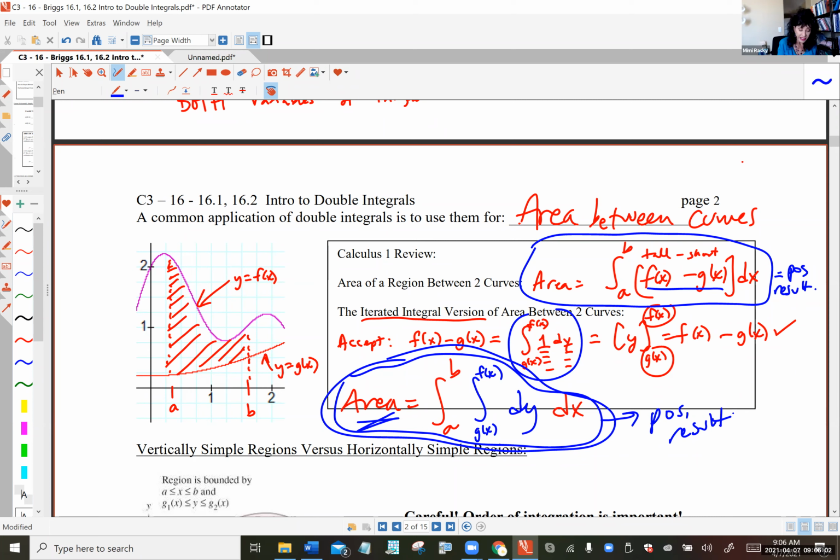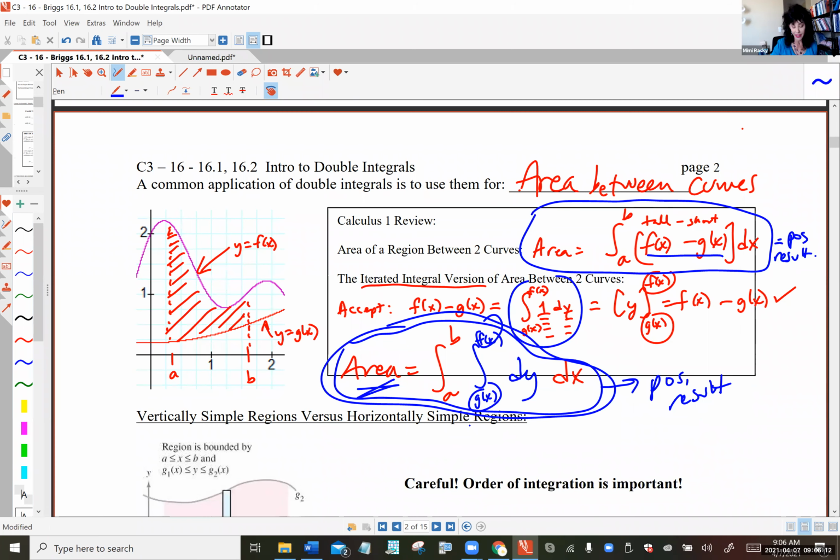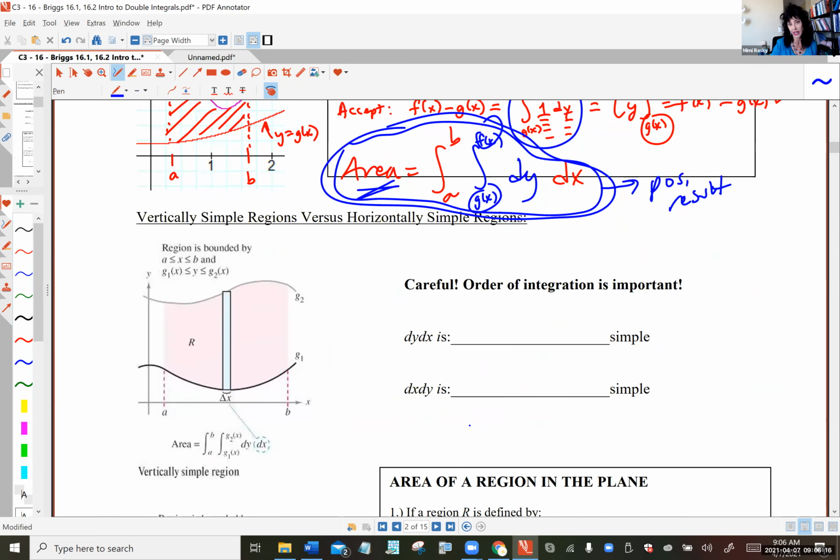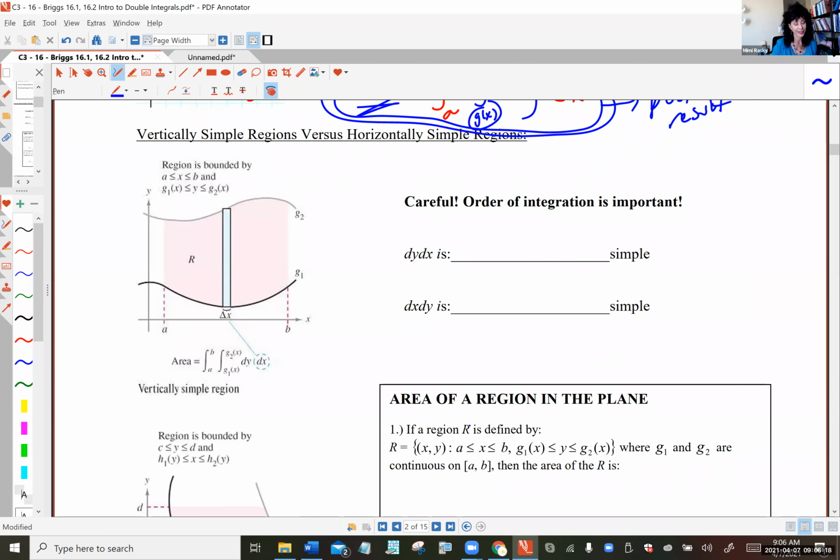Usually what it means is that you had these limits backwards. You accidentally put the f of x as the lower and the g of x as the upper limit. So that's not okay. You get that backwards, I don't give you partial. I'm like, you don't get it. Go take Calc 1 over again.